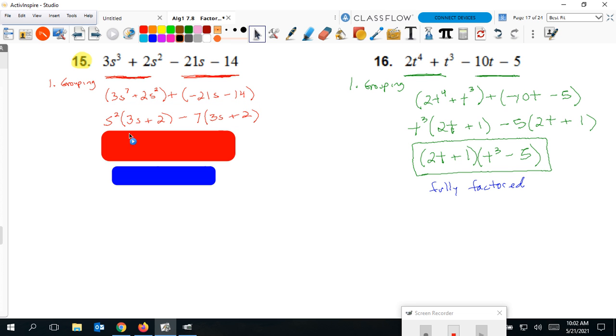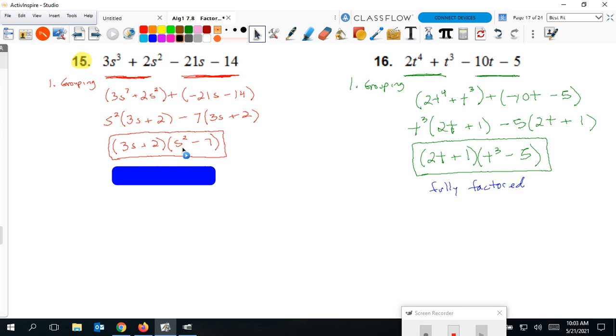So s squared comes out of this one, it's 3s plus 2. Negative 7 comes out of these two, so basically divide both by negative 7. That gives us a positive 3s. Divide here by negative 7, it's a positive 2. So your matching binomial there is 3s plus 2. What got factored out was an s squared minus 7. So there's your two binomials.